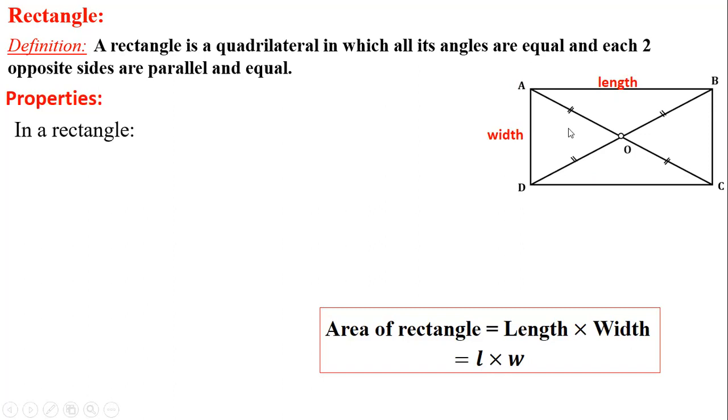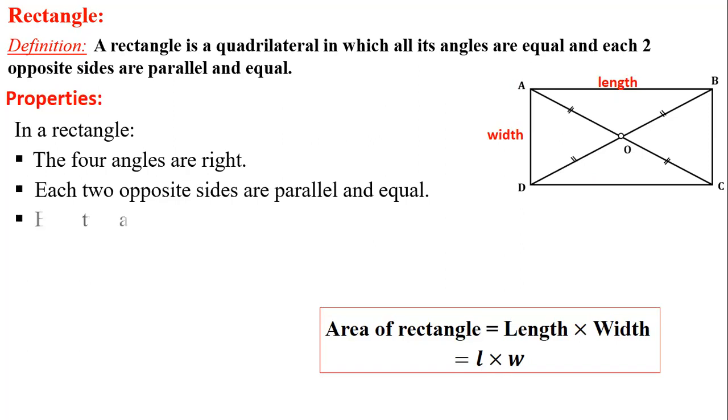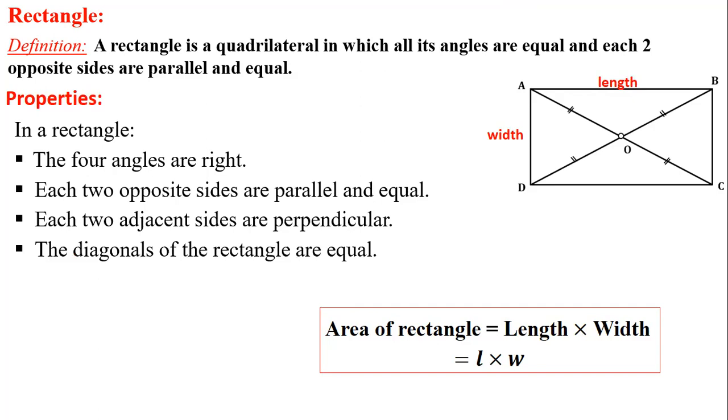In a rectangle, the four angles are right. Each two opposite sides are parallel and equal. Each two adjacent sides are perpendicular. The diagonals are equal and they bisect each other. The area of the rectangle is equal to the length times width.